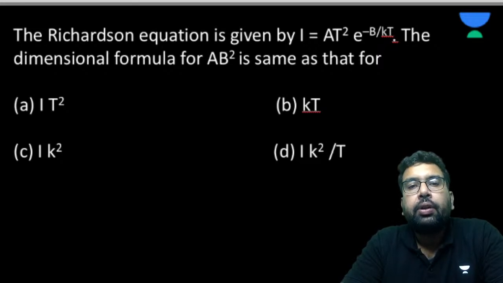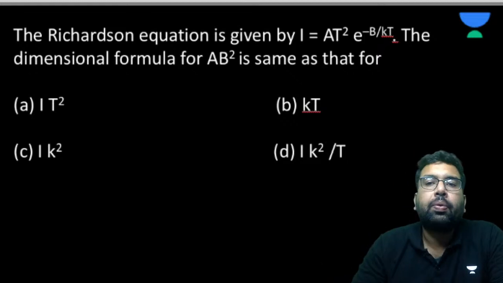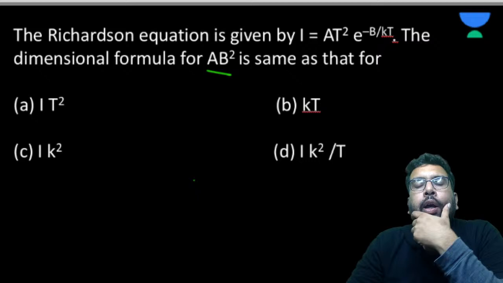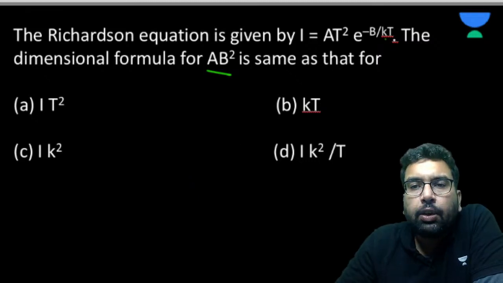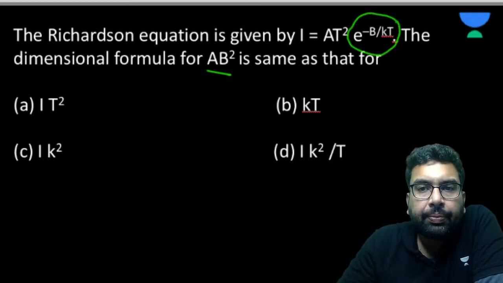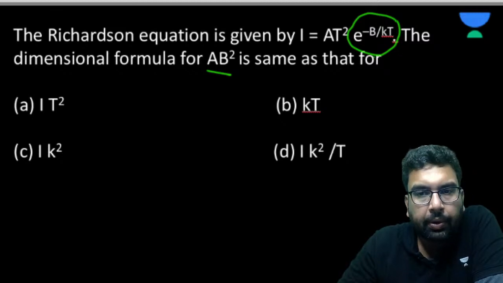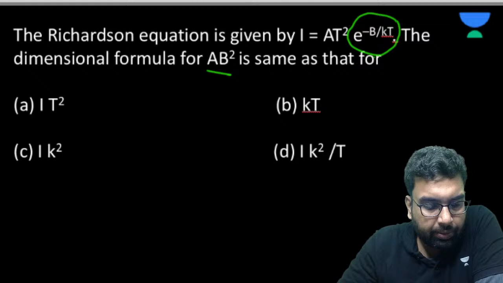So it says the Richardson equation is given by A t square. Now, first of all, we are asked about AB square. Now, tell me one thing. This whole thing would be a number, isn't it? Because e to the power something has to be a number. Yeah, very good.